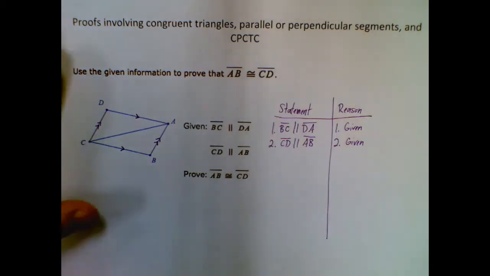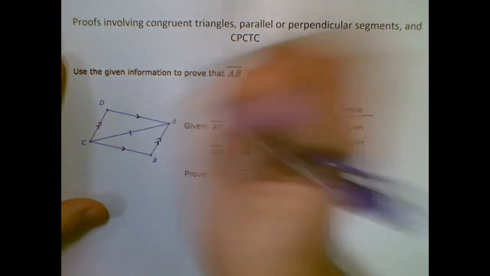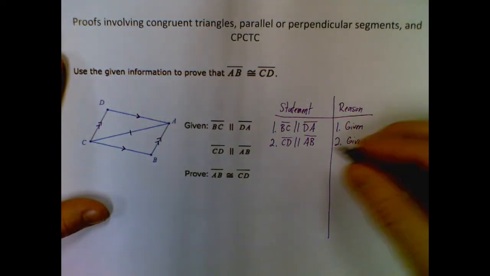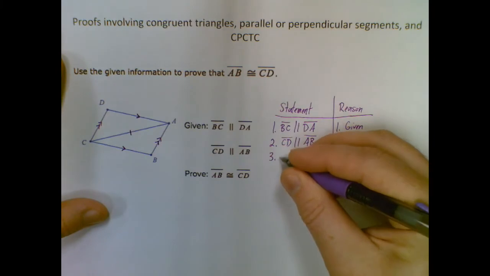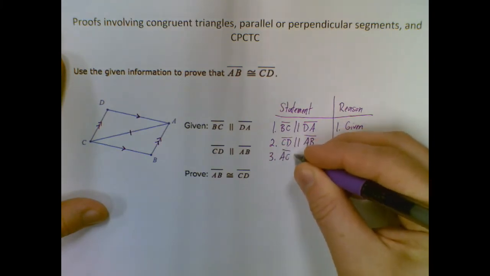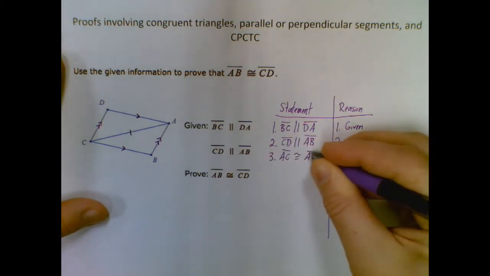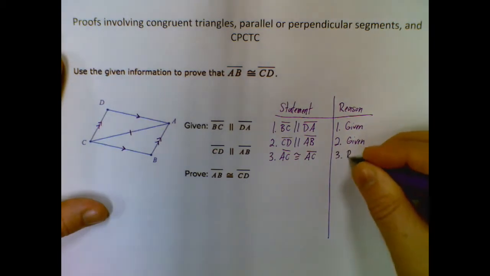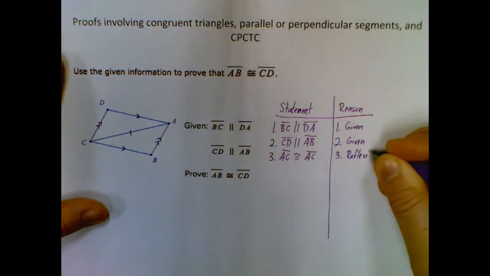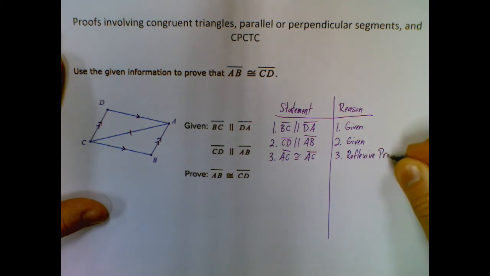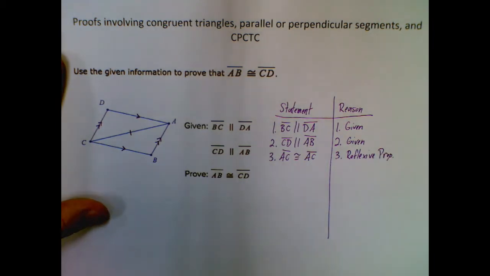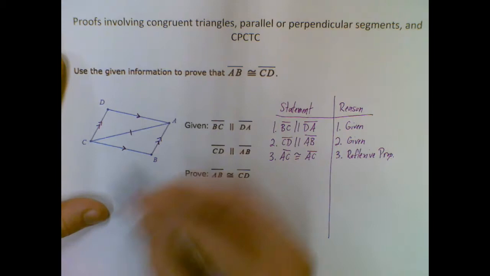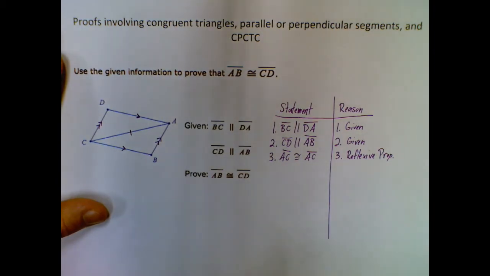Okay. So I know this has to be congruent to itself. It's one of those shared sides. So AC is congruent to AC by the reflexive property. And I'm going to use some of these parallel lines here.